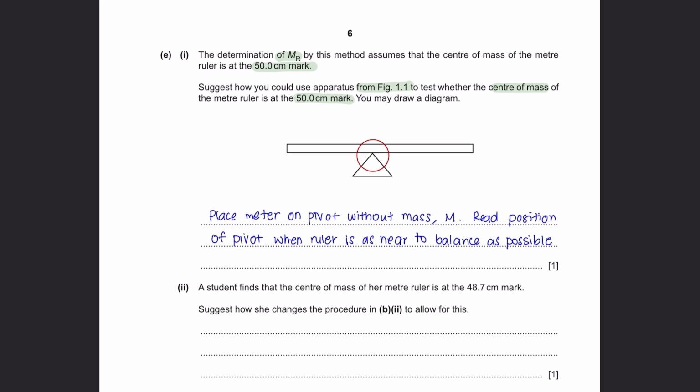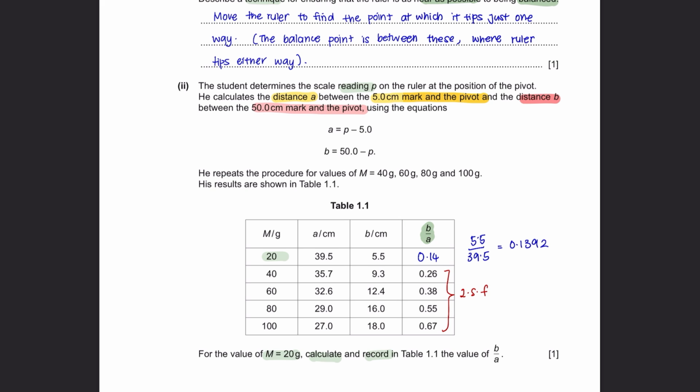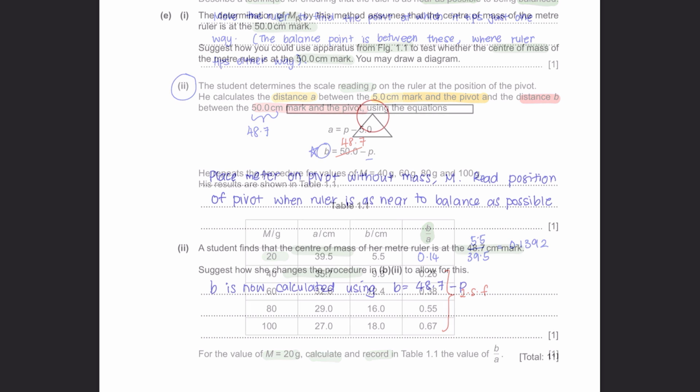Part 2. A student finds that the center of mass of a meter ruler is at the 48.7 cm mark. Suggest how she changes the procedure in B Part 2 to allow for this. Okay, this would be quite simple. This is B Part 2. And since the student observed 48.7 instead of 50 cm, we will replace the equation B with 48.7 minus P instead of 50 minus P.